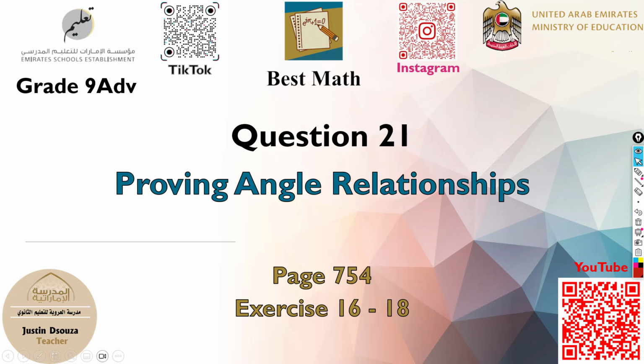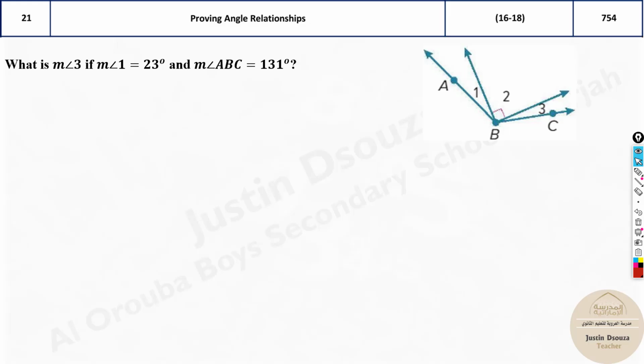The last question in the writing part, the 21st question, is proving angle relationships. Here we have been given some angles, we have been given a figure, and we need to find, say over here, the measure of angle 3, that is this angle. And they have given us the measure of angle 1 is 23 degrees, and we know the measure of angle 2 is 90 degrees, and the measure of ABC, the entire thing, is 131 degrees. So how can we solve this?